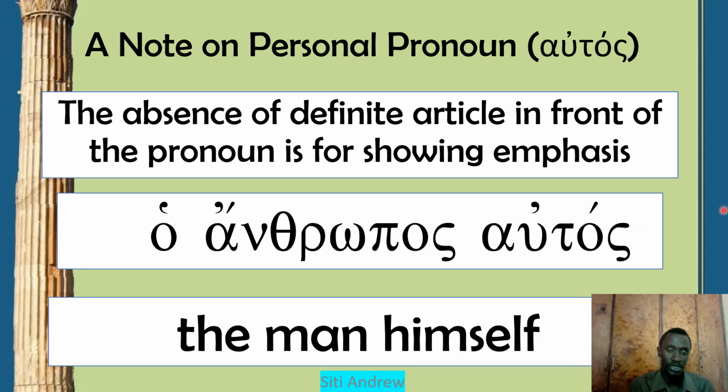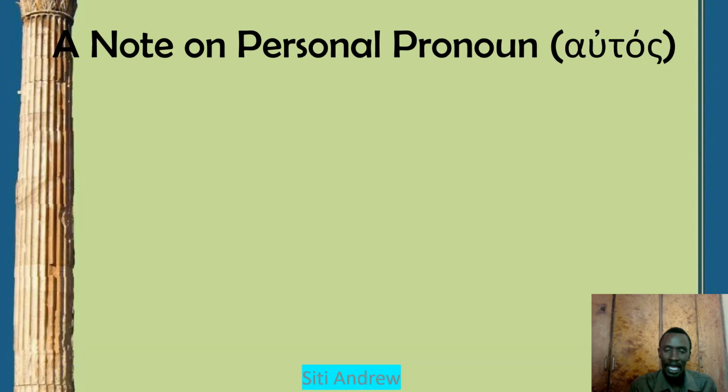So the Greeks use this mostly when they want to put an emphasis on what they say. So when you're reading the Greek New Testament text and you see such a construction, it can click in your mind: oh, the author here wanted to actually show emphasis, and that's the reason he doesn't put the definite article in front of this pronoun. He just leaves it out for the sake of showing emphasis.